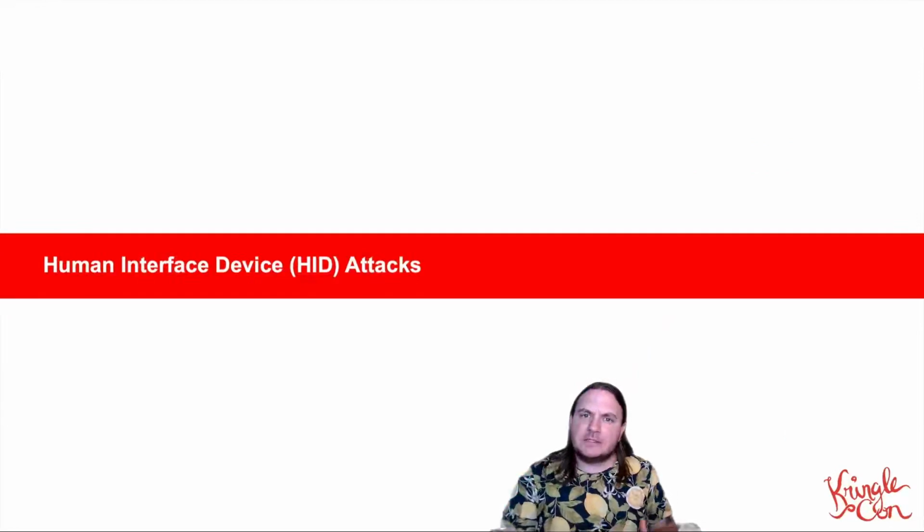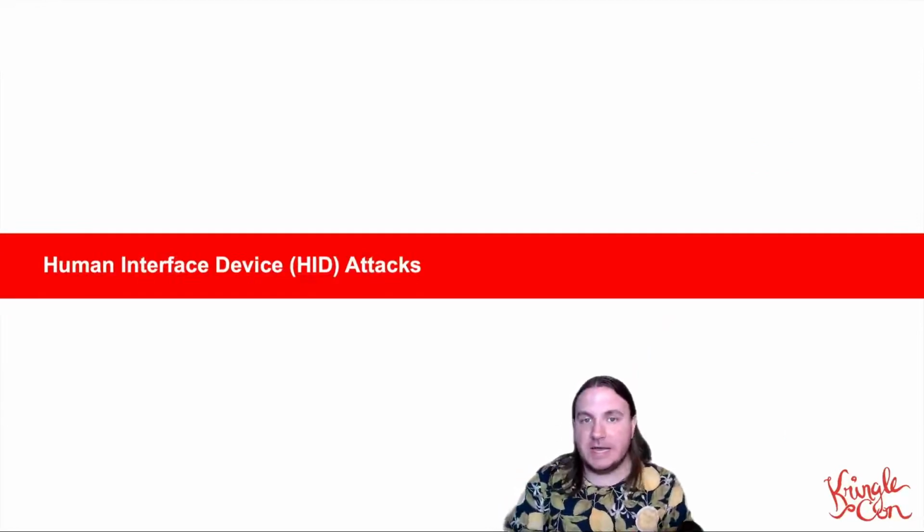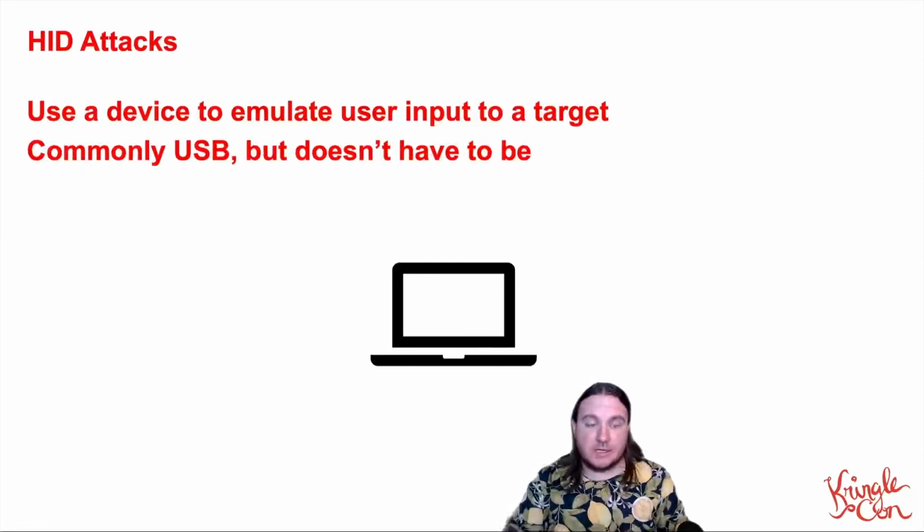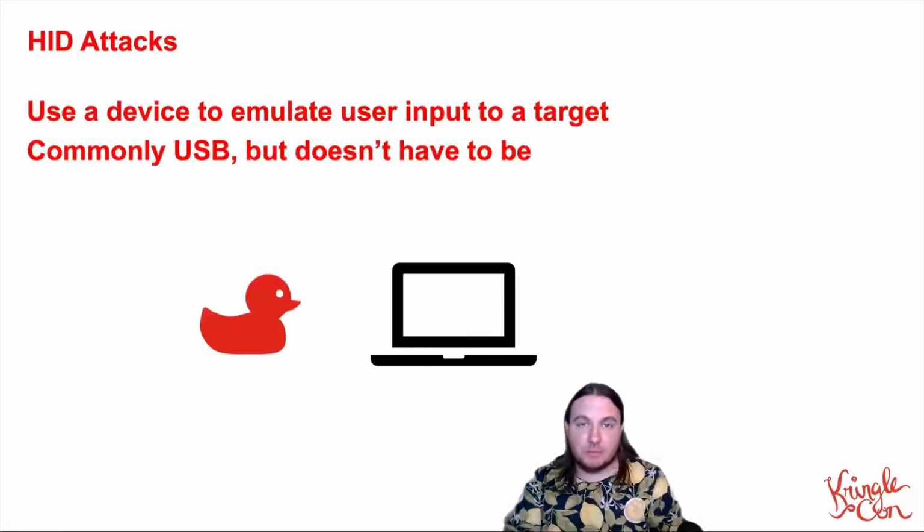So, what is a human interface device attack? Well, this is using some sort of device, in our case, maybe an evil USB Rubber Ducky, that you plug into a machine and it is able to act like it is a keyboard. Now, a lot of people think about AutoRun attacks when it comes to plugging USBs into machines, but that's not the only threat vector here.